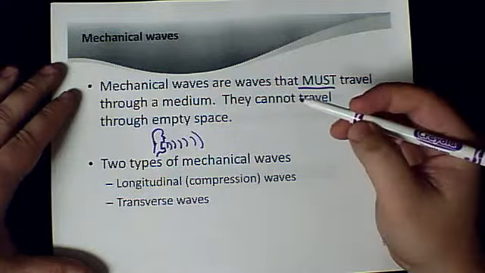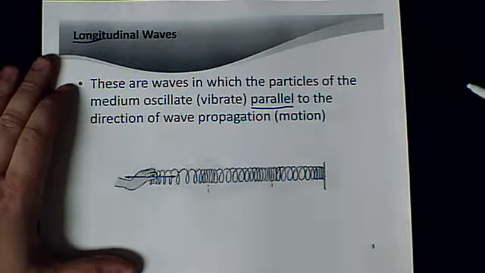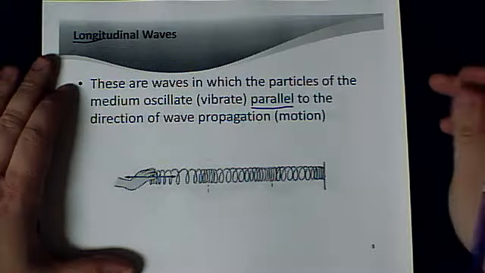So they're parallel to the direction, or along the direction. That's why they're called longitudinal waves. Longitudinal means in the direction of the length. That's what the word means. So longitudinal, the wave travels in the direction of the length.